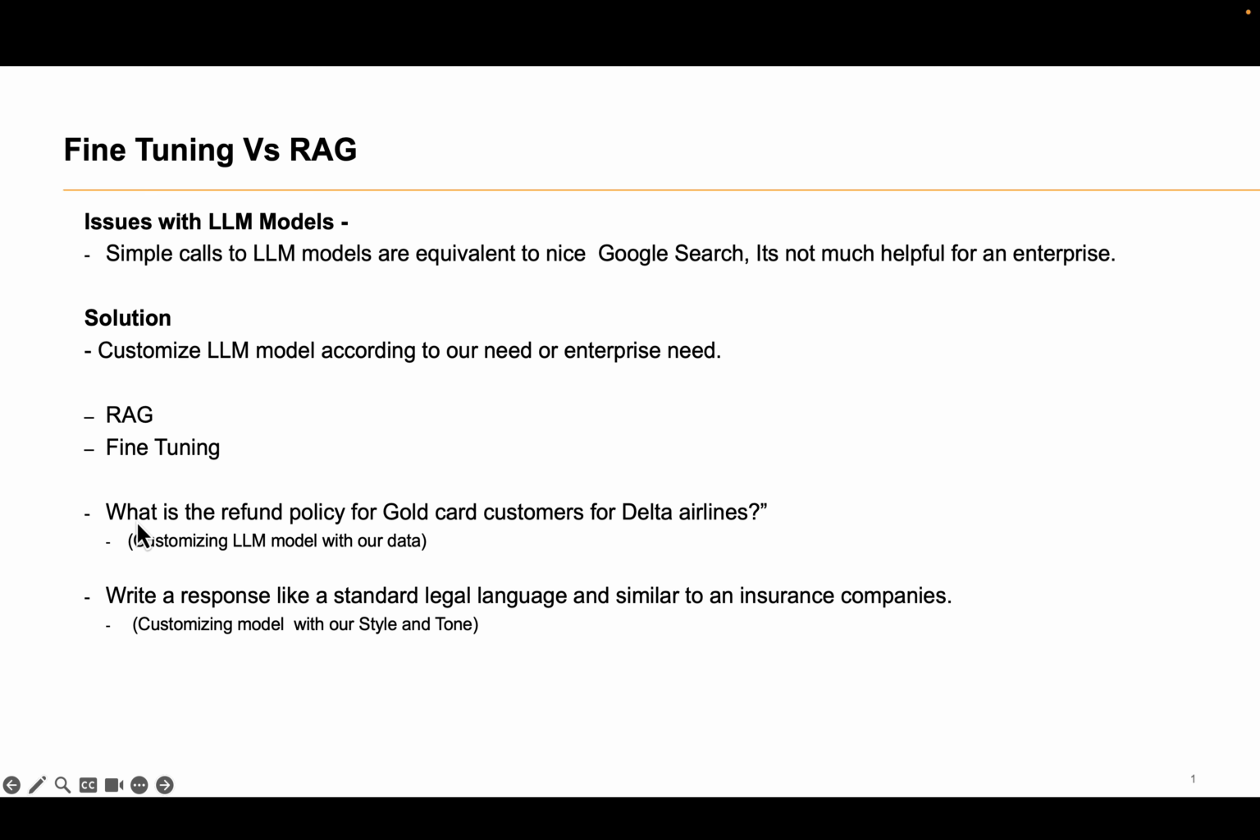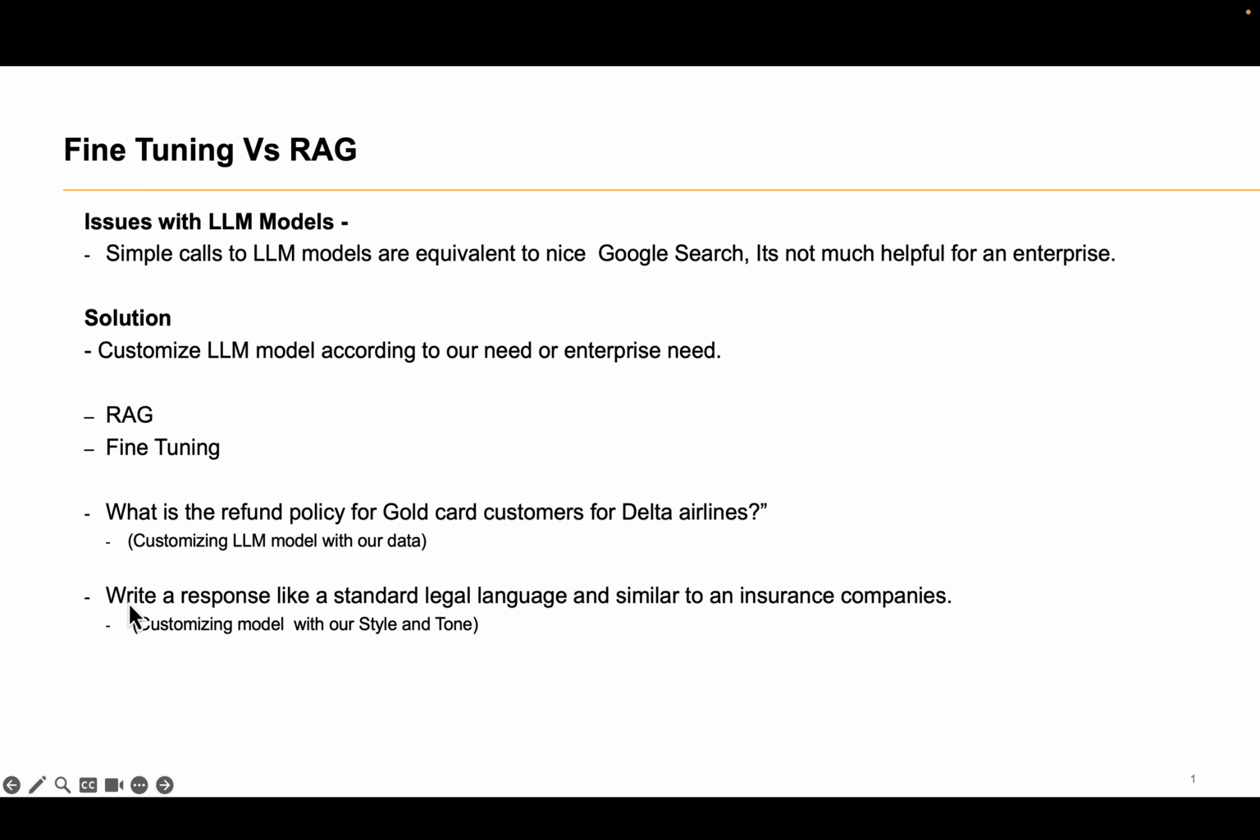The first question is: what is the refund policy for gold card customers of Delta Airlines? If you ask this in ChatGPT, which is trained on internet data, it may not be able to provide this information, because the data on which the model is trained may not have the refund policy for gold card customers. That data may be available in the internal documentation of Delta Airlines. So how can we answer this question?